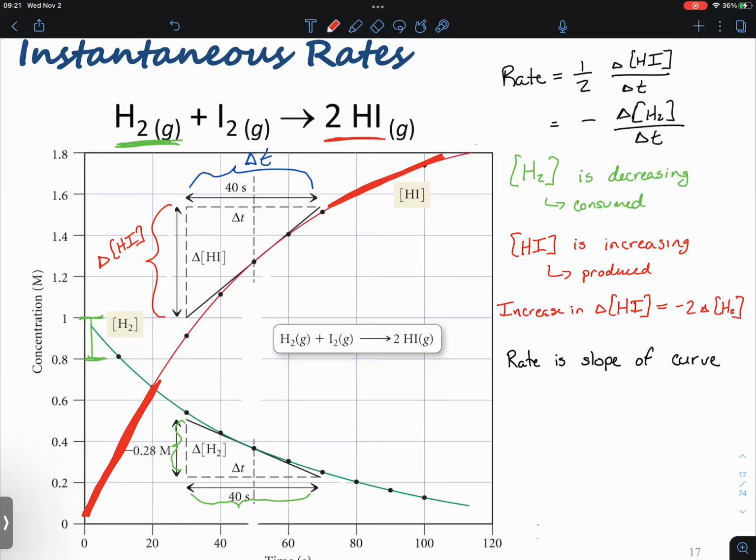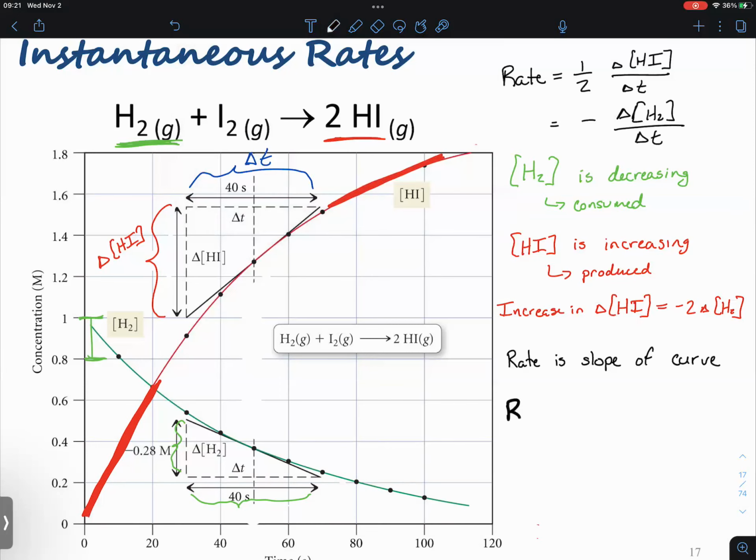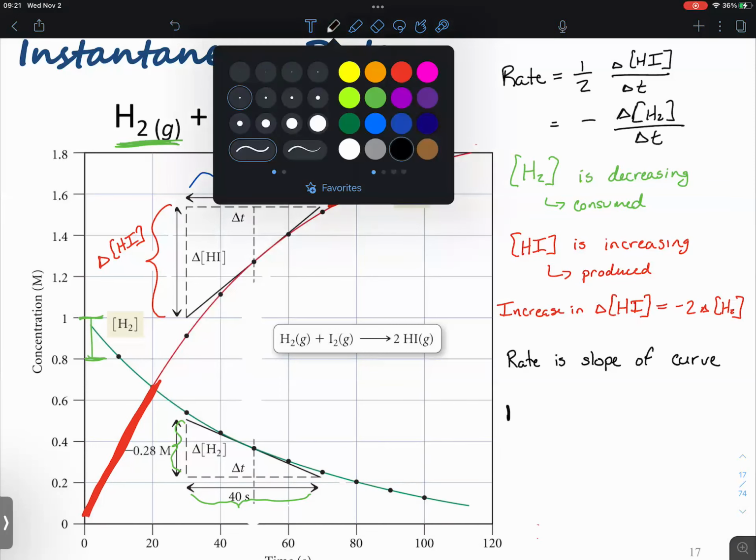So the last thing that we should be able to see based on this curve here is that the rate decreases over time.